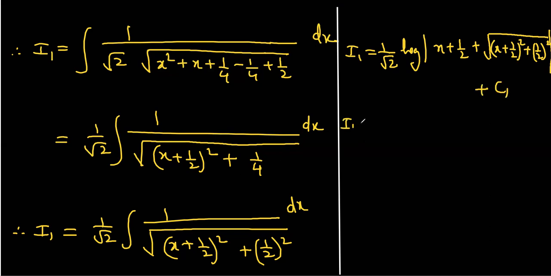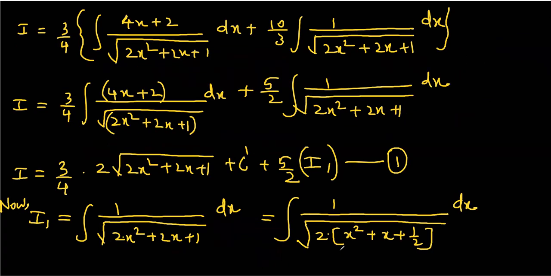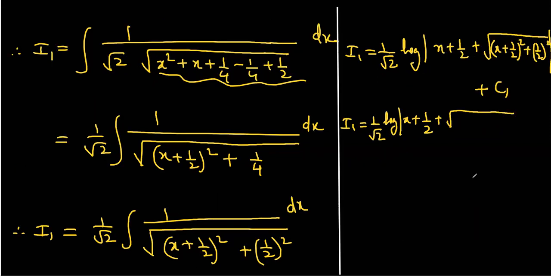So this is I1, 1 upon root 2 log mod x plus 1 by 2, plus the square root, and when I say the square root, you know that this is the same as this. So I write x square plus x plus half here. So this is x square plus x plus half plus c1. Okay, this is number 2.